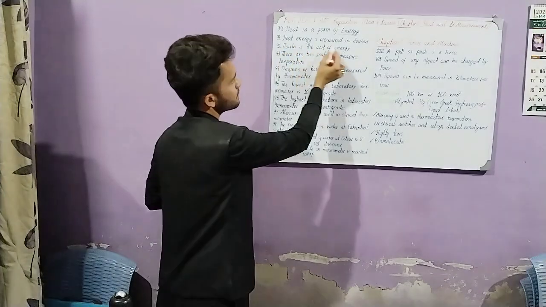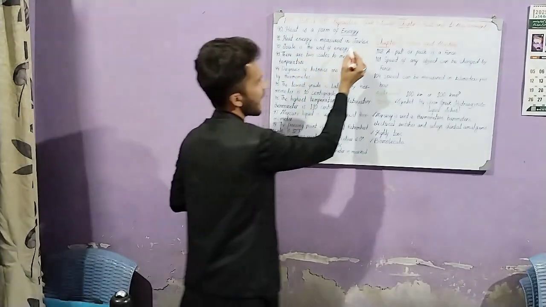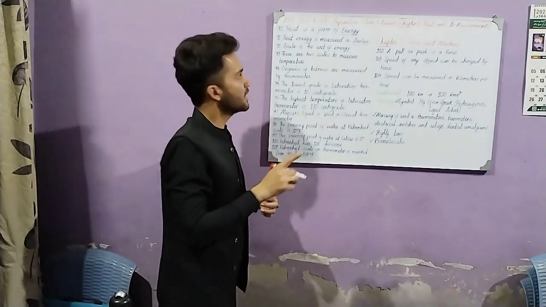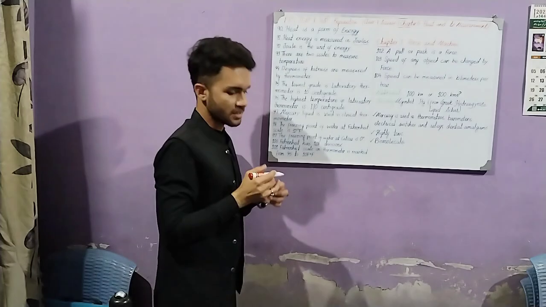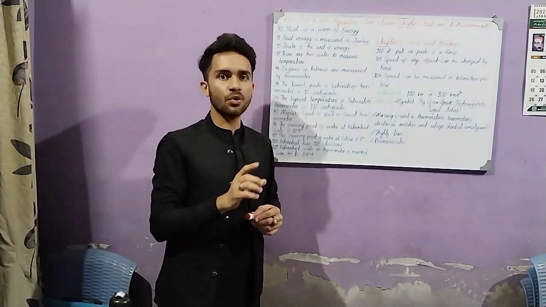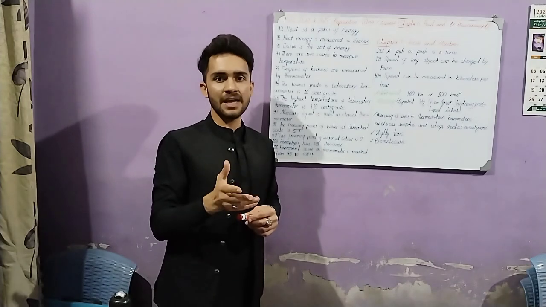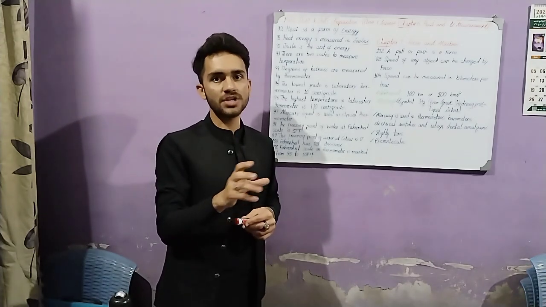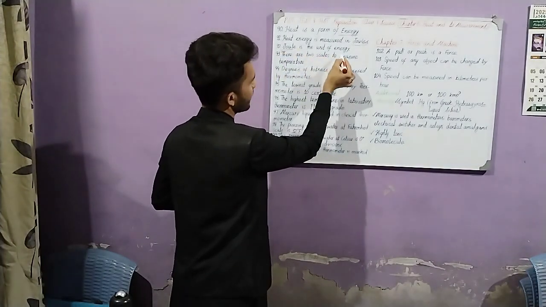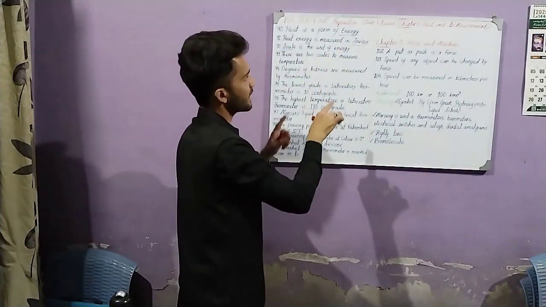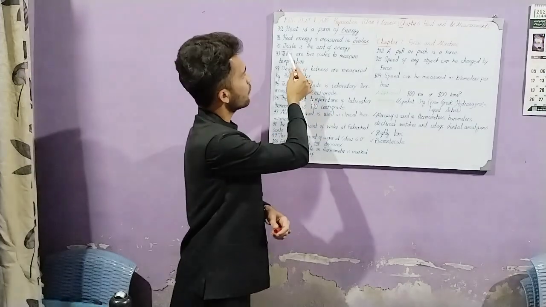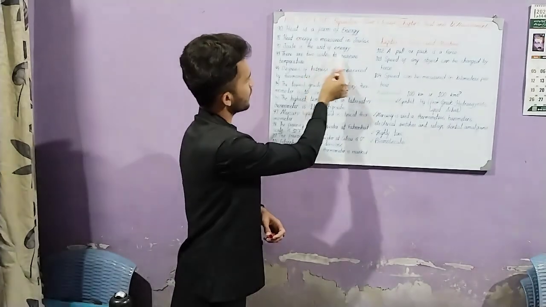Next one is heat energy is measured in joules. What is the SI unit of measuring energy? That is joules. Like every quantity is measured in some sort of measurement, the scale of measuring heat is a joule. Joule is the unit of energy. In another way it can also come in the MCQs, like what is the unit of energy? It is joule.